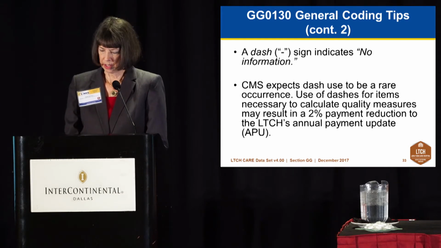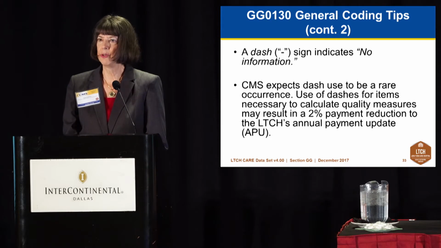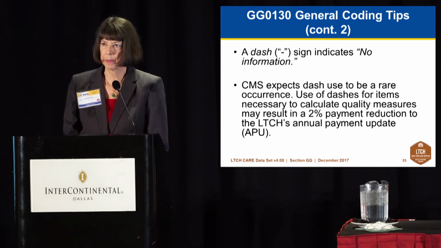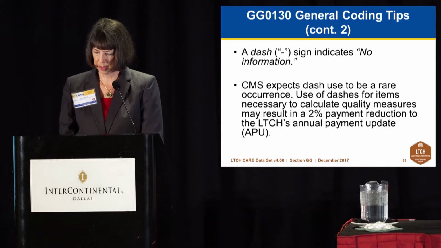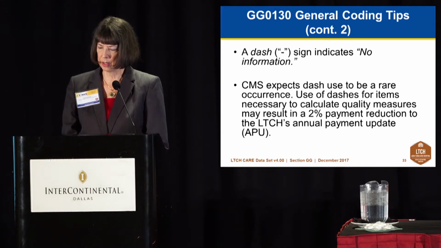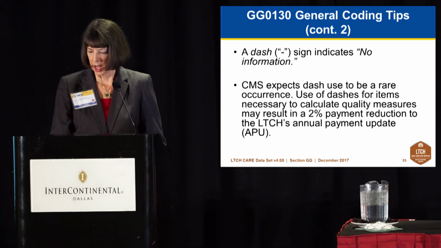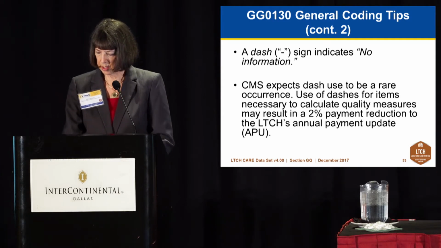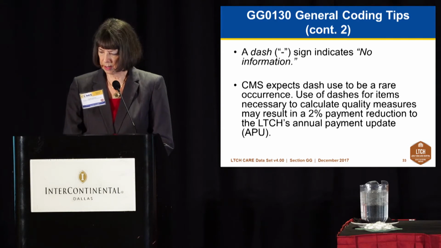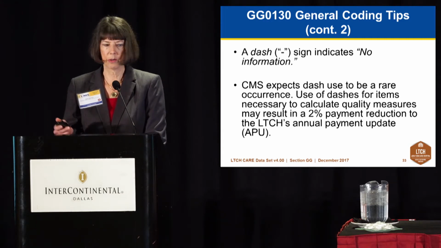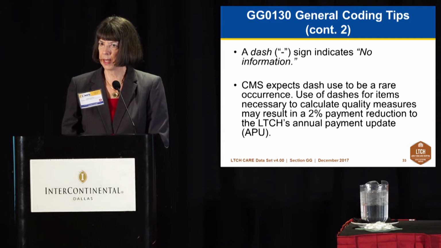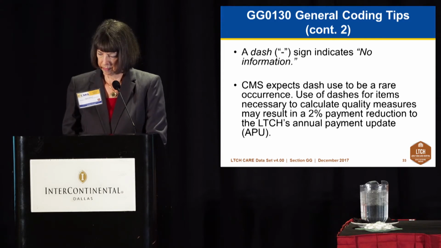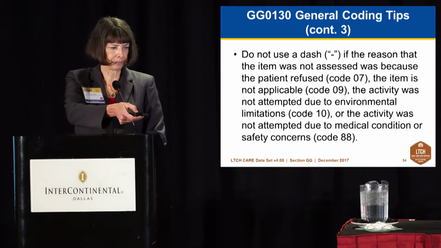Now, a dash sign indicates that no information from a patient is available, and CMS expects a dash to be used in a rare occurrence. The use of dashes for items necessary to calculate the quality measures may result in a 2% payment reduction to the LTCH's annual payment update, the APU. So we want to keep that in mind, and that's why we try to avoid that if at all possible, and find the information that's needed.